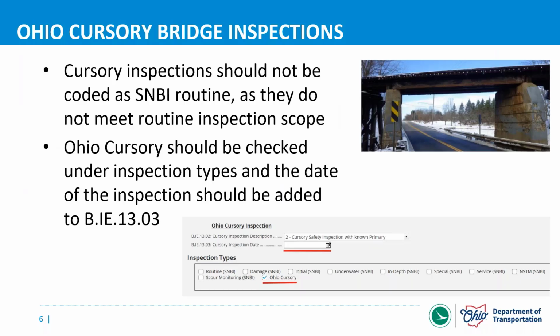So for these type of inspections, as you'll see by the picture on the bottom, we don't want routine selected. We want just Ohio cursory inspected. And then just above BIE 1303 is where you'll add that date. One field that I know we need to add is cursory inspection frequency. So that will be added before next year's inspection cycle. You'll know per Ohio RBI if it's a 12 or a 24-month frequency. But importantly, this is how we're going to be tracking these: that Ohio cursory is selected and that cursory inspection date is filled out for these bridges.